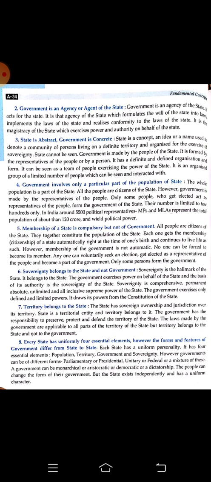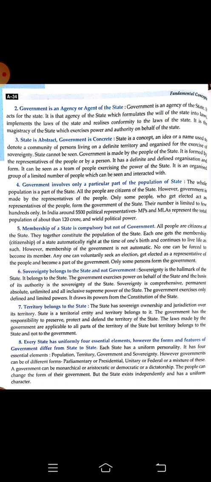But membership of the government is not automatic, right? Anyone can voluntarily seek an election, get elected as a representative of the people, and become part of the government. So it's not happening automatically. One has to be in a political party and has to get elected. It is not compulsory; we don't have to be a member of a government.